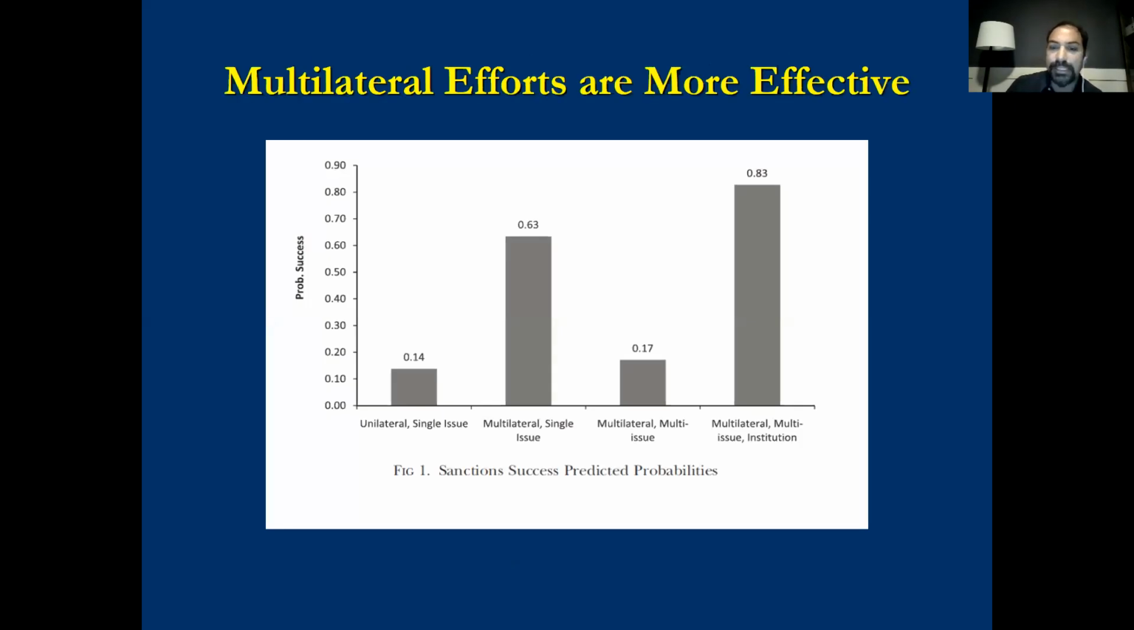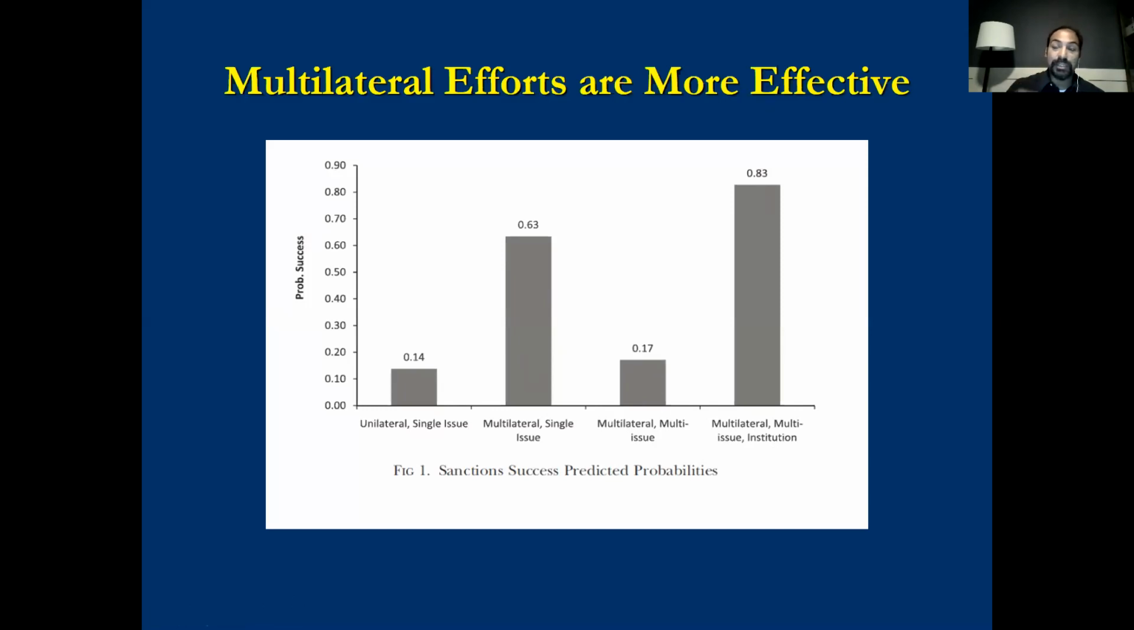We can observe this in the data. These were estimates that we did to try to examine what the probability of success was. You can see that in a unilateral case of sanctions, the probability of success is only about 0.14. If you moved it to multilateral, it goes up to 0.63. Same thing here if you had multi-issue sanctions. If they were multilateral but multi-issue, 0.17, so it goes down, but multilateral, multi-issue through an institution, you get a success rate that is estimated at 0.83, which is very successful. So what we can see from these data is that multilateral efforts are more successful when it comes to sanctions.